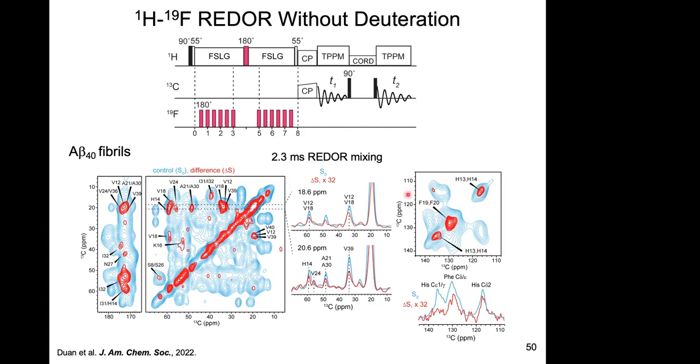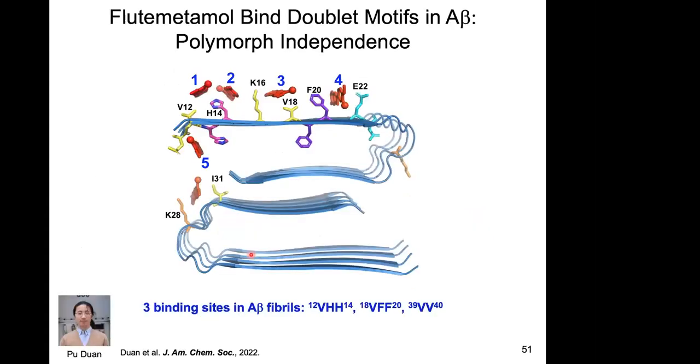This is in the aromatic region, and there's a phenylalanine 20 as well as phenylalanine 19 in this peptide. There are also valine residues, valine 39 and valine 40, which you can resolve in the aliphatic region of the spectrum. Okay, so you say, all right, that's good. We can say that this flutemetamol compound is bound to two sequential phenylalanine residues. It's also in close proximity to two sequential valine residues at the C terminus.